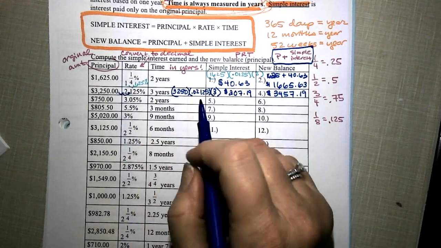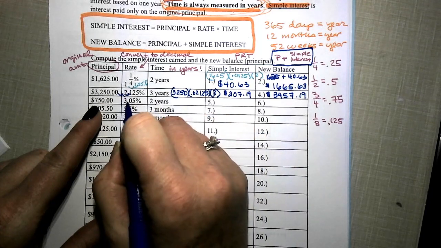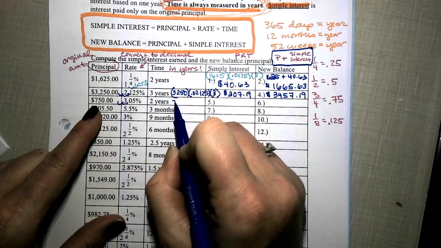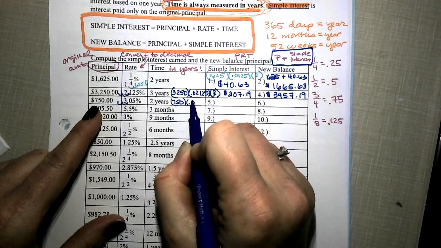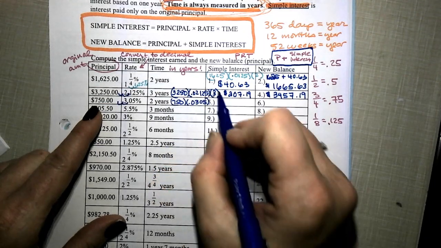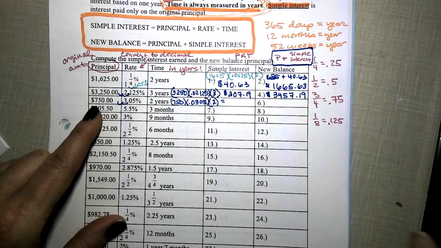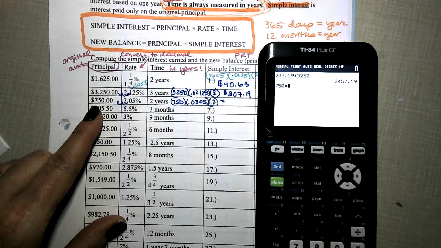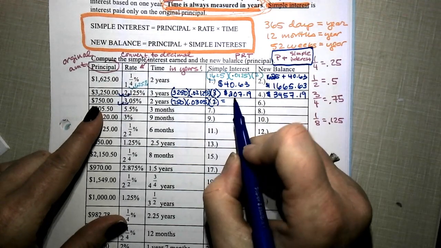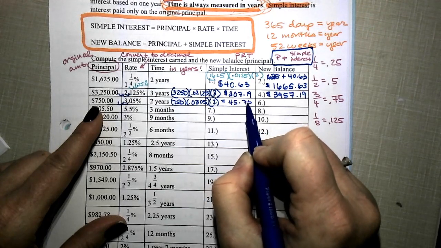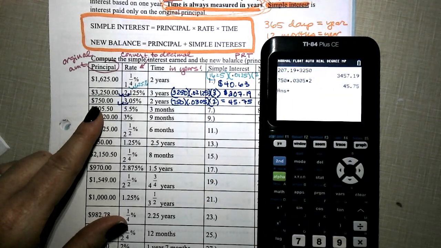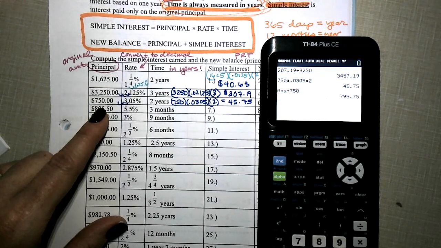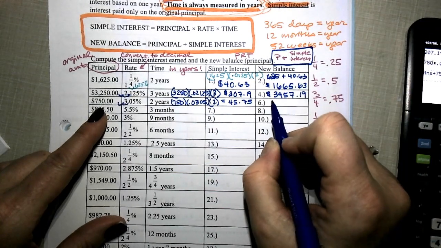So this, I'll just show this one. Don't forget to change this to a decimal. So 750 times 0.0305 times 2 years. So 750 times, oopsies, I just hit plus. So I'm going to go over it, times 0.0305 times 2 years is 45.75. I love when it just works out nice and even, so I don't have to worry about rounding. And then don't forget to add that to 750. So 795.75 is that total.